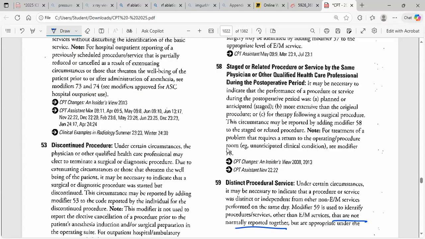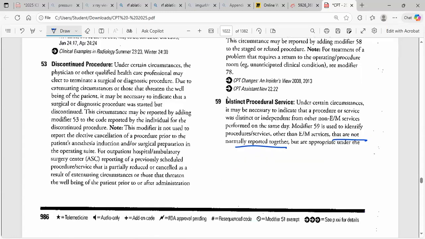Whereas 59 needs to be used when we are billing two services that are not allowed to be billed together. If we are billing two services which are not allowed to be billed together at the same time, in that case we have to use the modifier 59. Like in our case, we are not allowed to bill the complete and limited of the same site for the same patient. Does that make sense?